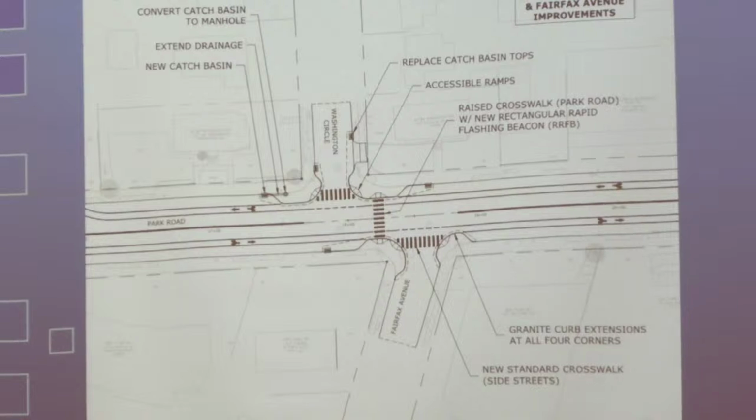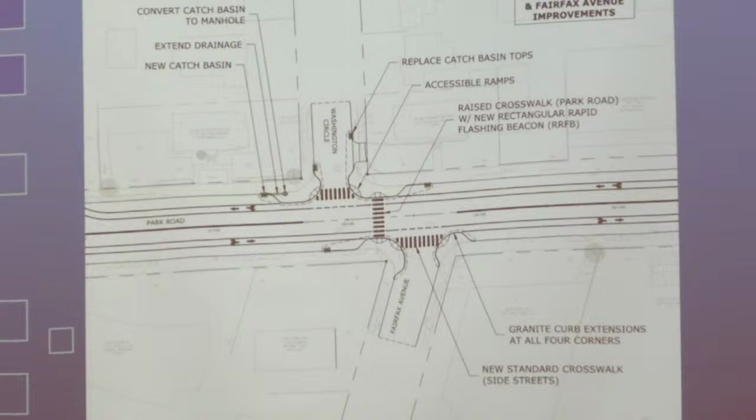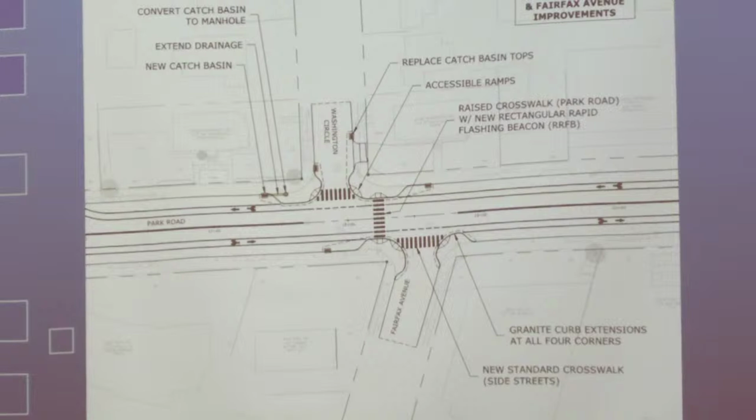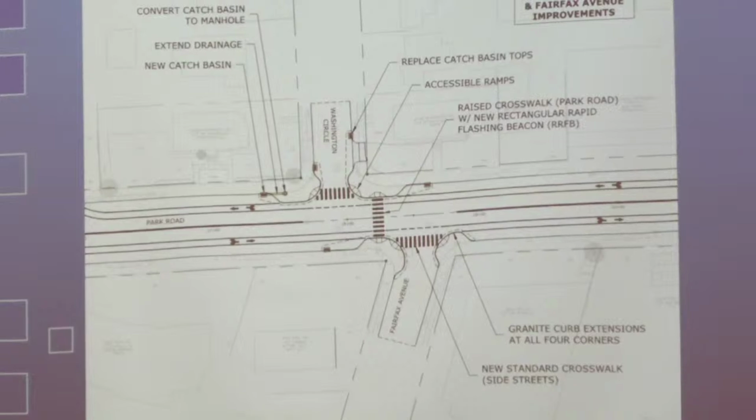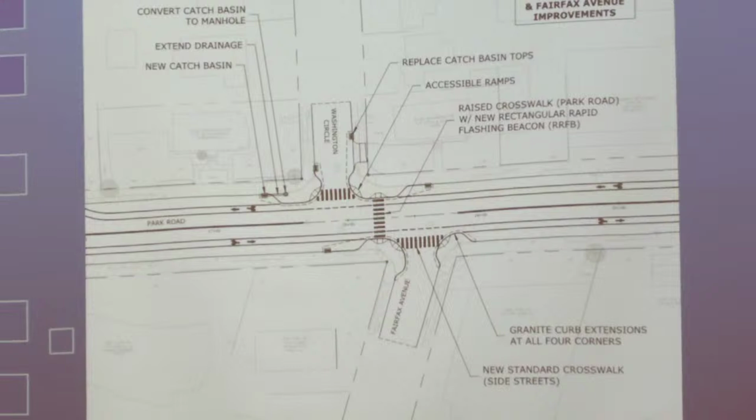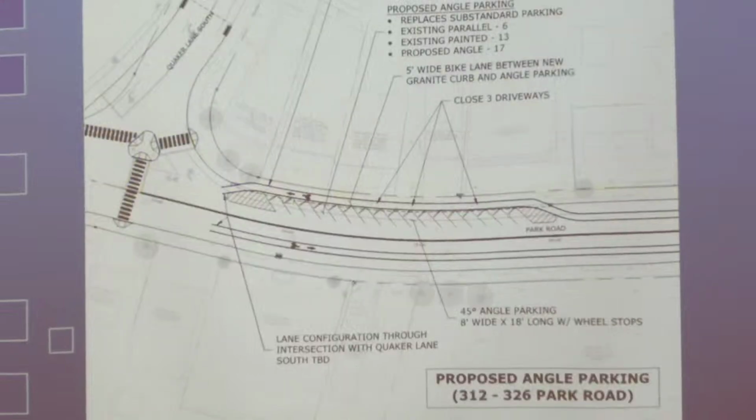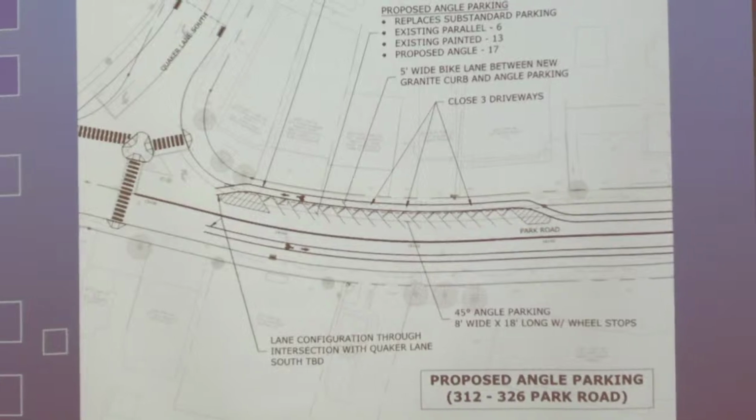Next intersection, Washington Circle and Fairfax, similar to the other two on the east end. New crossing, new side street crosswalks, curb extensions. Nothing really different about that proposal for that intersection. Next. And then the last one is the angle parking concept in front of J. Renee and the Thai restaurant.